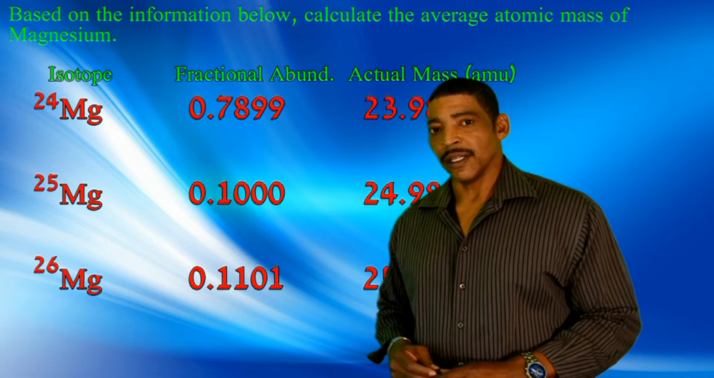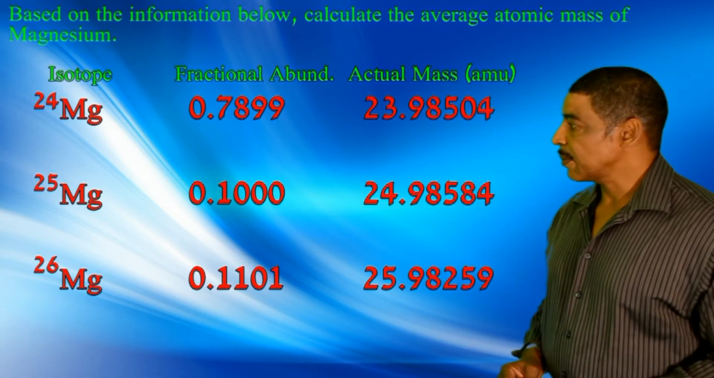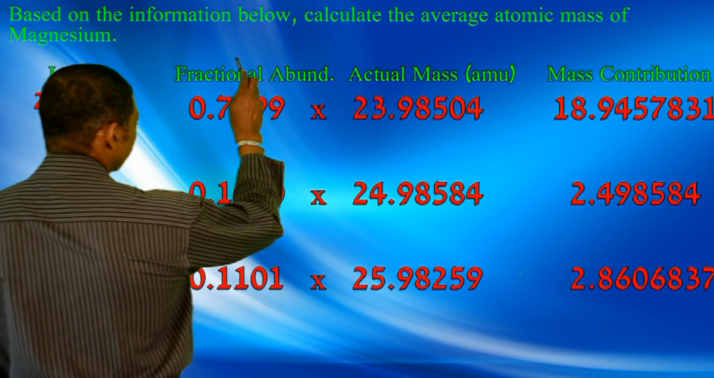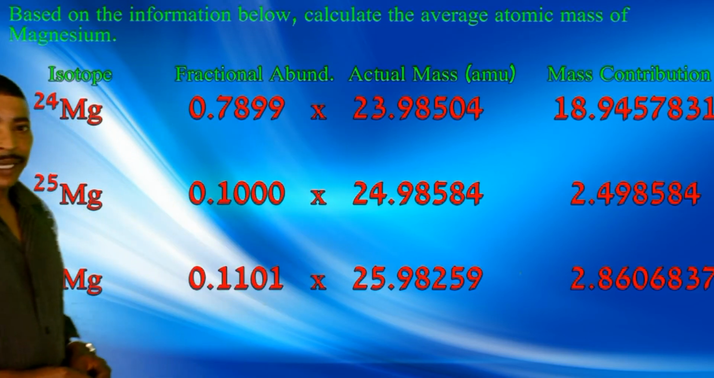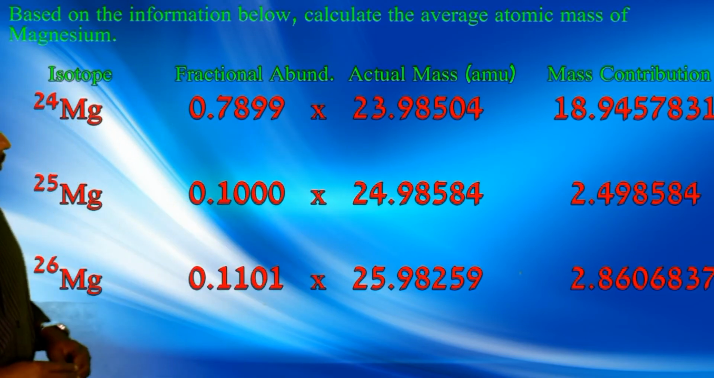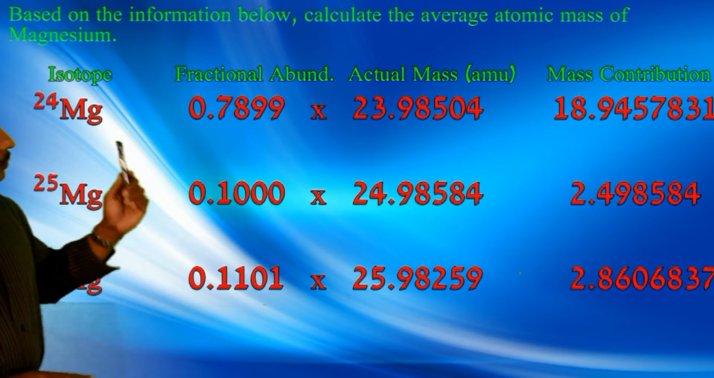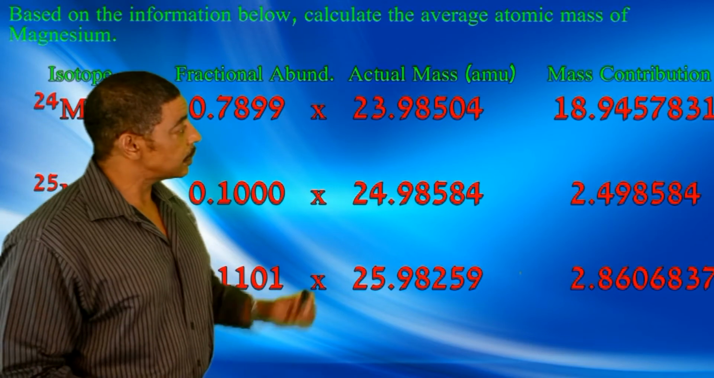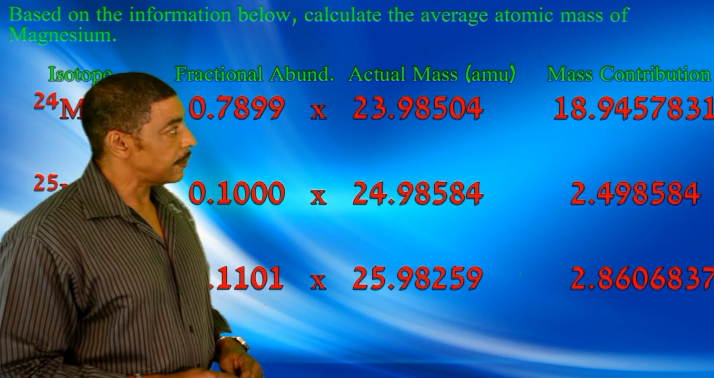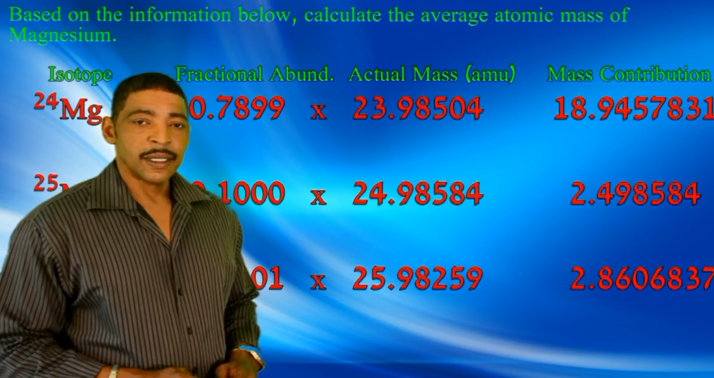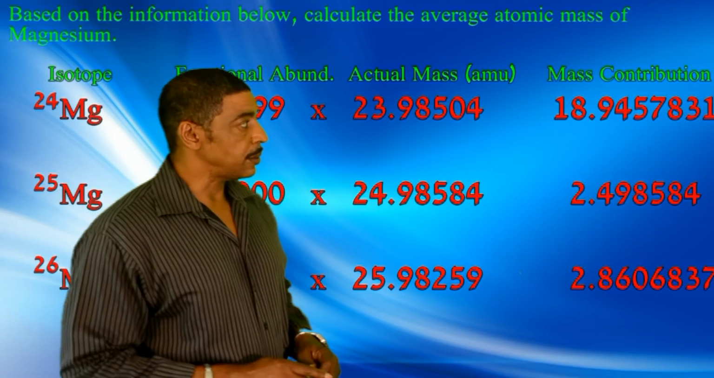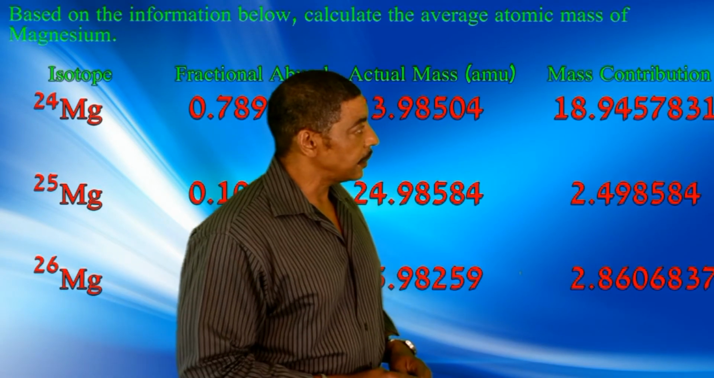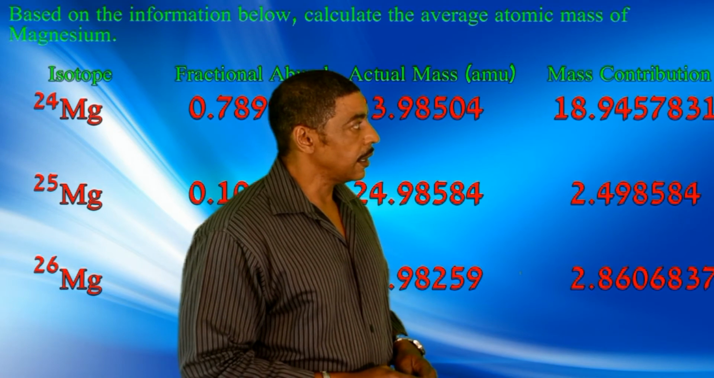Now that we know the fractional abundance of each isotope, we will begin the calculation. To do so, we simply multiply the fractional abundance values times the actual mass. In the case of Mg24, we multiply 0.7899 times its actual mass, which is 23.98504. This will yield a mass contribution for Mg24 of 18.9457831.